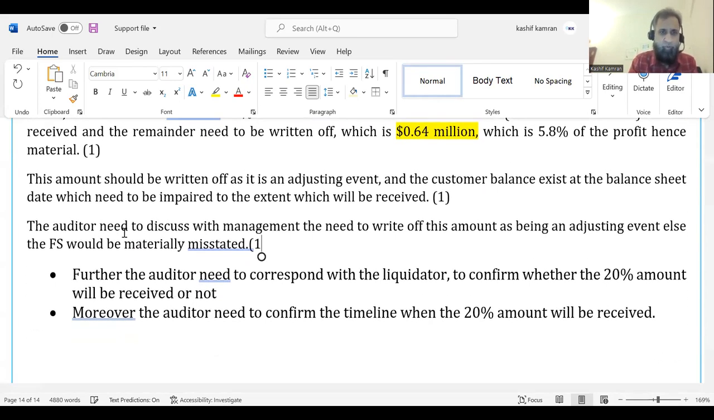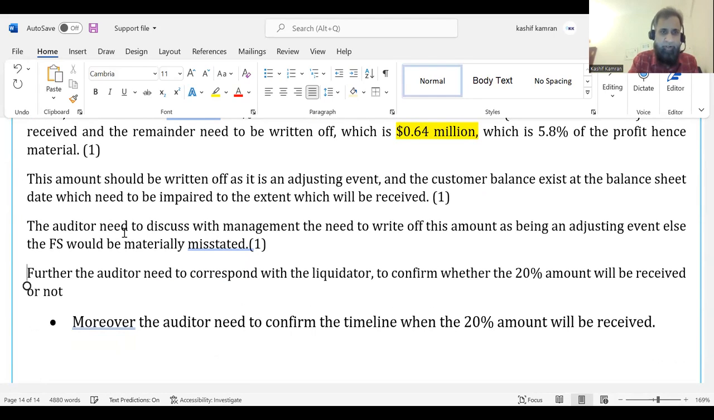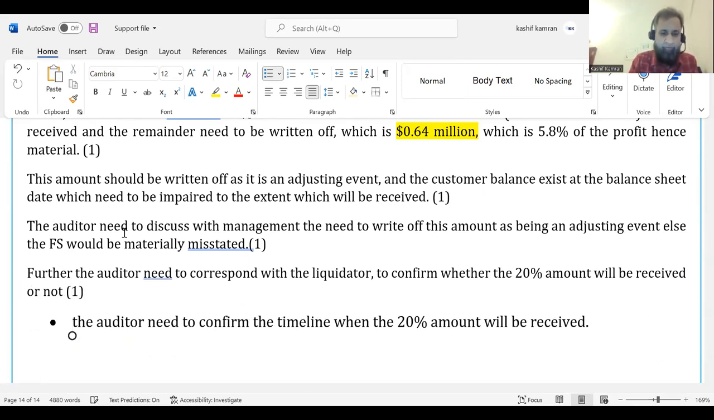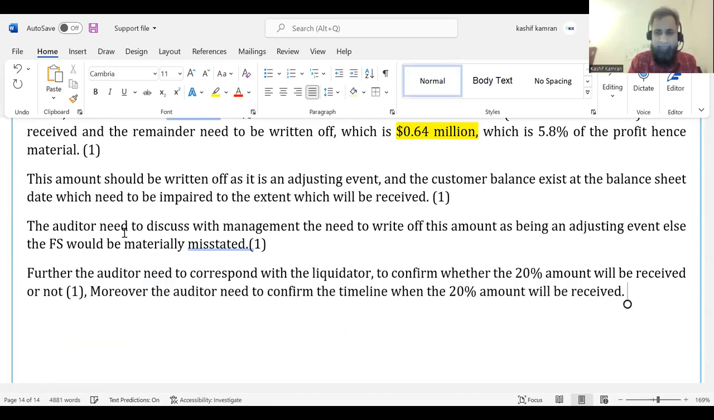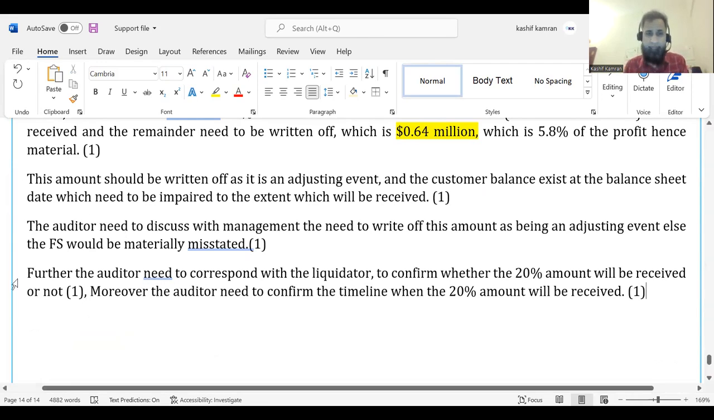Further, the auditor needs to do this. I'm writing the procedures, right. Further, the auditor needs to do this, 1 mark. And moreover, the further, 1 mark. So see, I got 5 out of 15 marks. You're still left with analytical review.